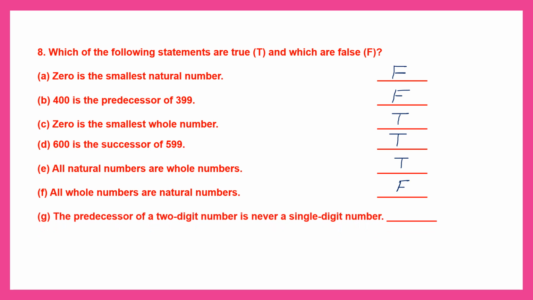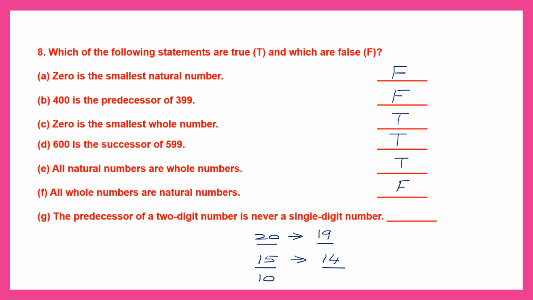Next one, the predecessor of a two-digit number is never a single-digit number. Now, two-digit numbers are all numbers starting from 10 onwards up to 99. They're all two-digit numbers. Now, here the question says, the predecessor of a two-digit number is never a single-digit number. That means, now suppose you take 20. What is the predecessor of 20? What comes before? 19. So the predecessor of a two-digit number is a two-digit number. Now suppose I take 15, the predecessor is 14. So two-digit number, two-digit number.